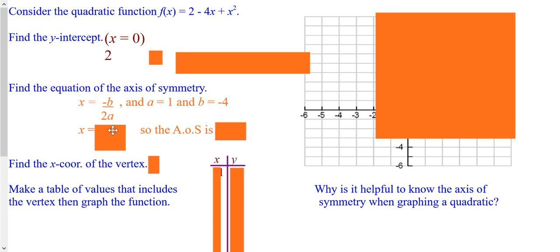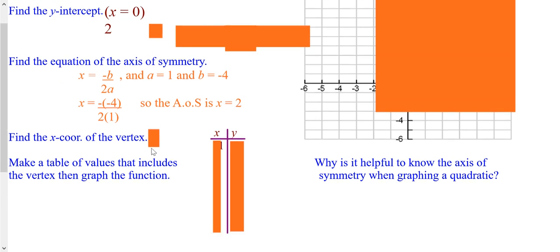So you plug in opposite of b over 2 times a. So you get 4 over 2 on top. So your axis of symmetry is x equals 2. You cannot just put down 2. You have to go x equals.